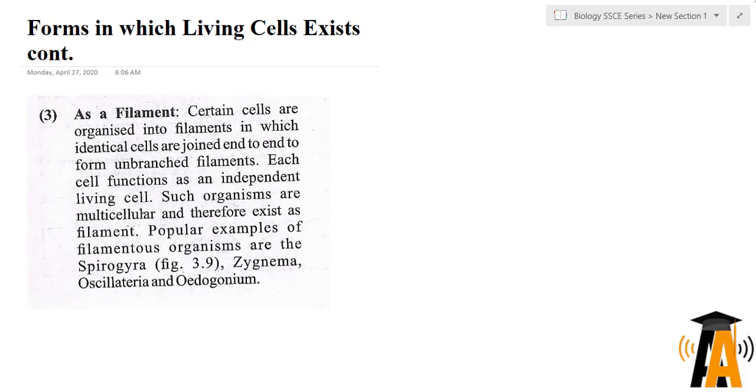Now the third form is as a filament. They exist as a filament. Cells are organized into filaments in which identical cells are joined end to end to form an unbranched filament, and each cell functions as an interdependent living cell. Such organisms are multicellular, therefore they exist as filaments. An example of these filamentous organisms is Zygnema. You have them here.